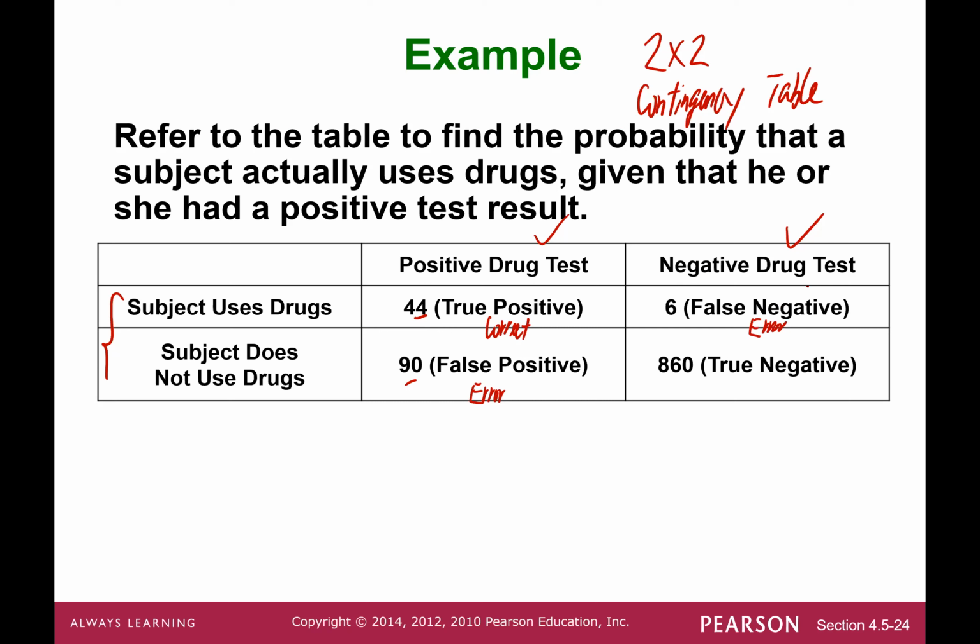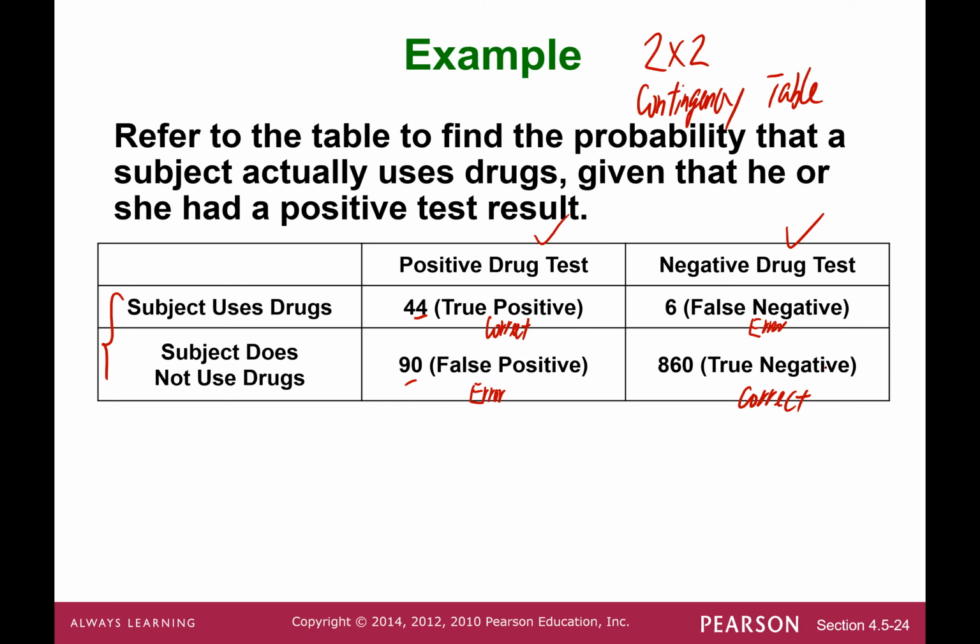They use drugs, but the test result failed to detect that. So that's an error as well. And the last one is 860, not using drugs, negative test result. Again, this is a correct outcome. And in a lot of tests, right? Drug test, alcohol test, or any test, pregnancy test, something like that, you're always going to come up with all these 4 different categories.